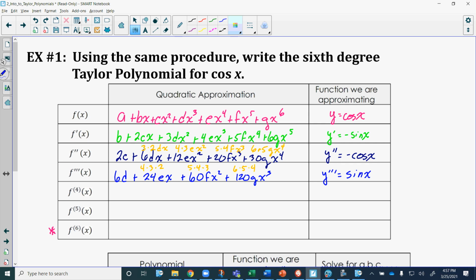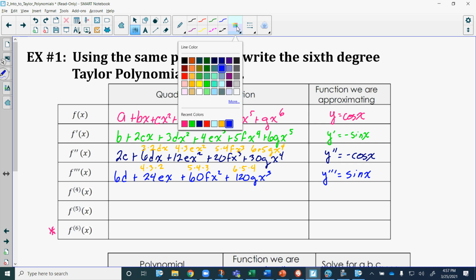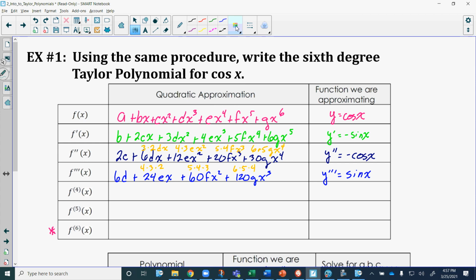And when we get to the fourth derivative, let's just keep filling these things in. Let's speed it up a little bit. Here I'm going to get 24 e plus, the next one will be 120 f times x, and then plus 360 gx squared, and this would be the fourth derivative. In this case, I'm going to be at cosine of x.